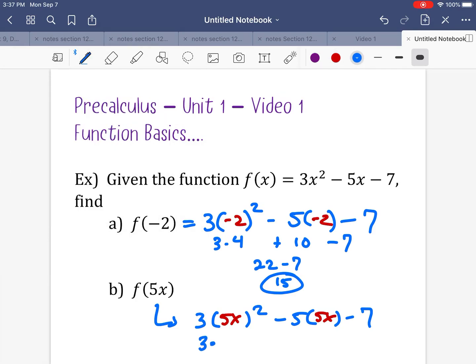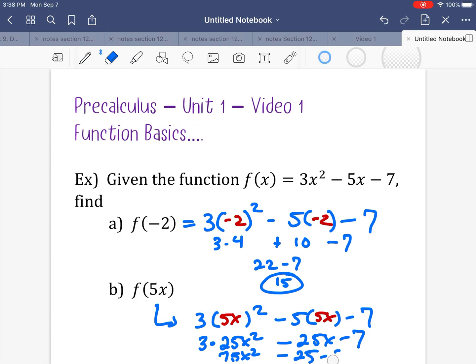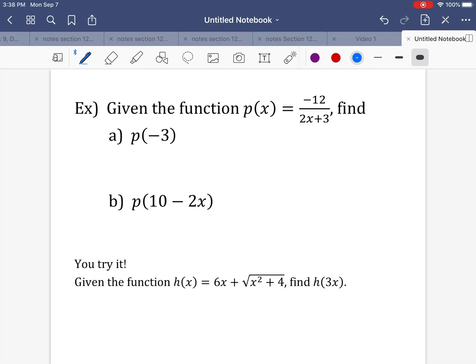All right, so this just makes it a little bit harder, but I have 3 times, if you square 5x, you get 25x squared. Over here, I get minus 25x, and then minus 7. It actually makes it harder in one way, but also easier in another way, because now there is nothing left for me to really do besides this makes 75x squared minus 25x minus 7. You can't simplify it as much because you don't have like terms. All right, and so that would be your answer right down here.